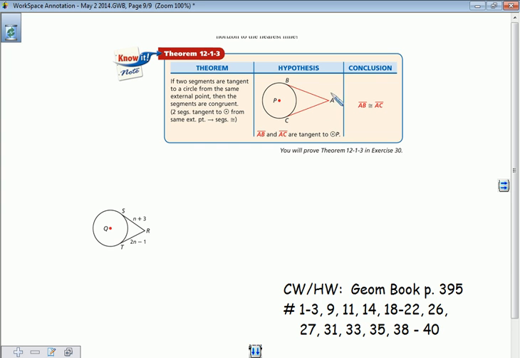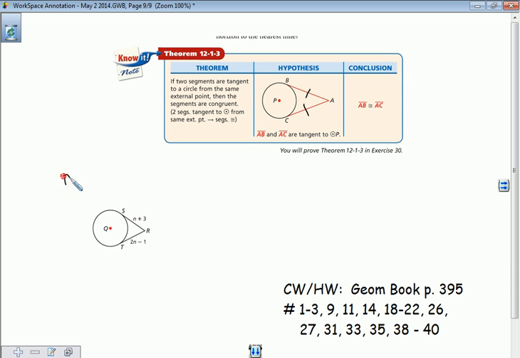Okay, let's look at one more theorem about circles. It says if two segments are tangent to a circle from the same external point, so we have AB and AC that are tangent to circle P from the same point A, then those segments are congruent. So if they're both tangent, then this would have to be congruent to this. So we can use that property.